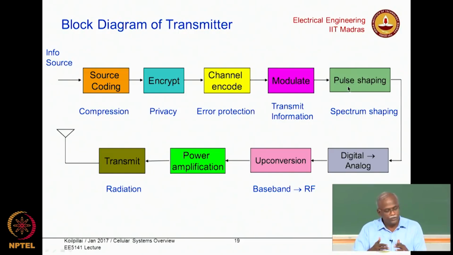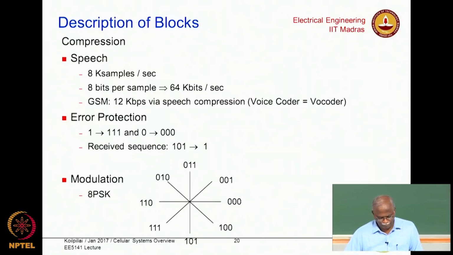Then after that you convert it into an analog waveform, then you convert it into RF, do the power amplification, and then you connect it to an antenna for radiation. So this would be the digital communications block diagram.